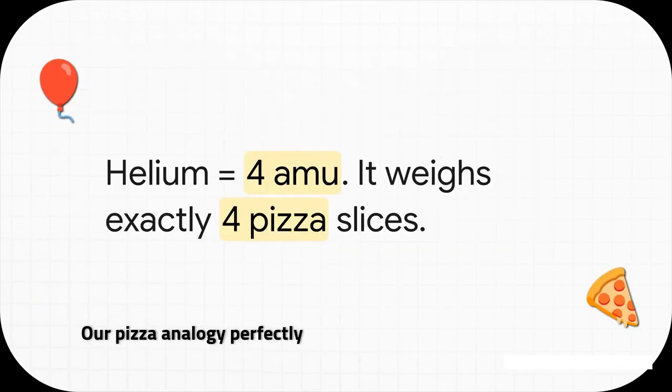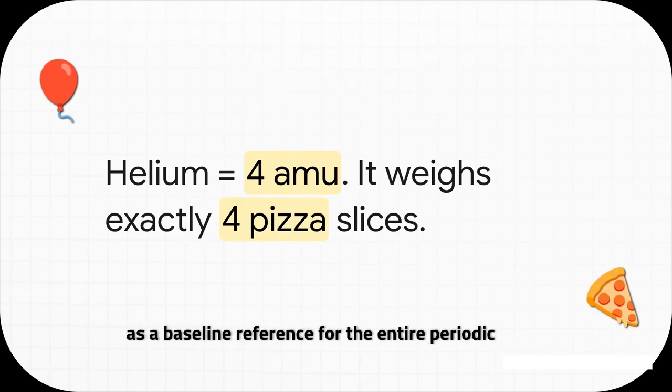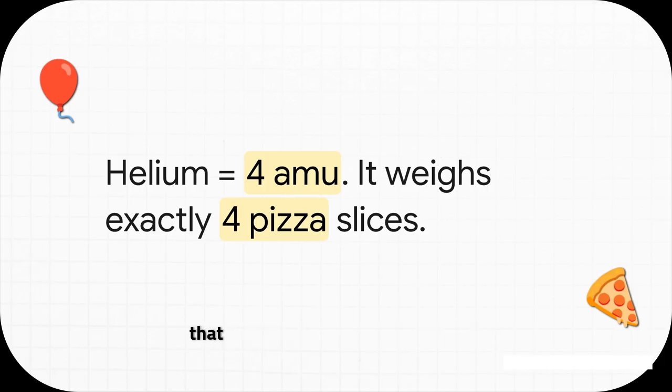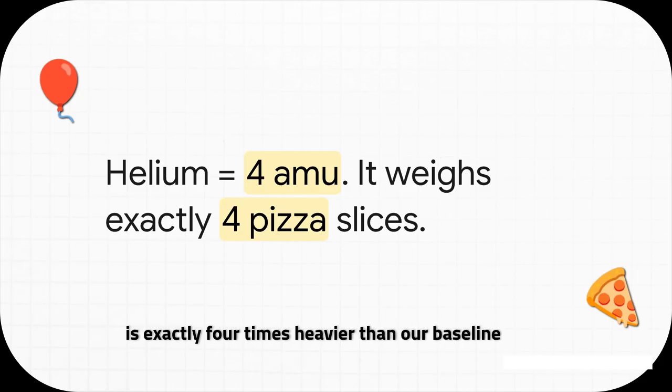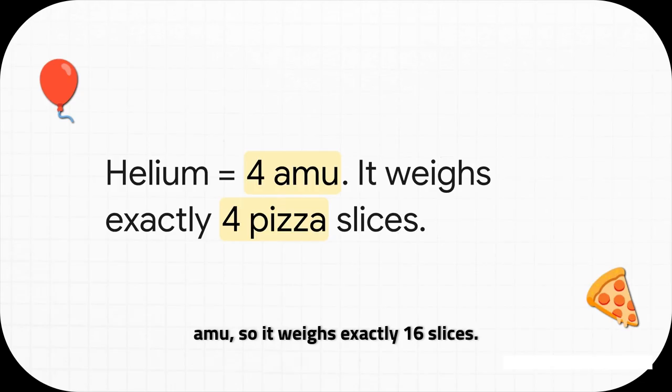Our pizza analogy perfectly illustrates how we use these slices as a baseline reference for the entire periodic table. When you look at the table and see that helium has a mass of 4 AMU, you now know exactly what that actually means physically. It means a single atom of helium is exactly 4 times heavier than our baseline slice. It weighs 4 slices. Oxygen is 16 AMU, so it weighs exactly 16 slices. Suddenly, the entire microscopic world is mapped out using these tiny relative units.